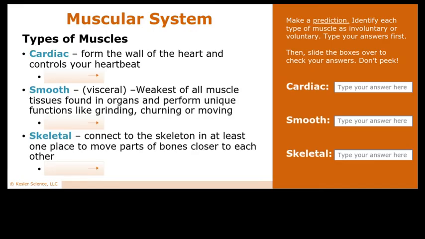So, make a prediction. Identify each type of muscle as voluntary or involuntary. Type your answers first, then slide the boxes over to check your answers. Don't peek.